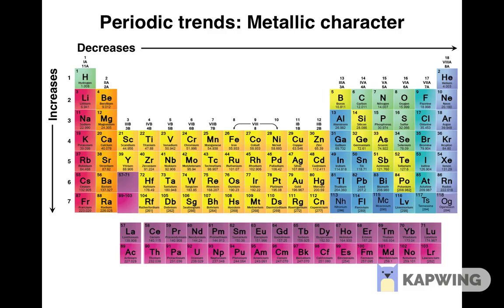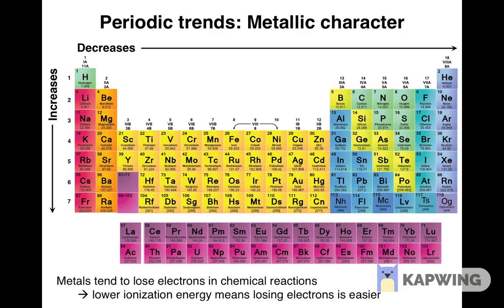Therefore, with the exception of hydrogen, elements on the left-hand side of the periodic table are metals, and elements on the right-hand side of the periodic table are nonmetals. The majority of the elements in the periodic table are metals. They are classified into the following families.